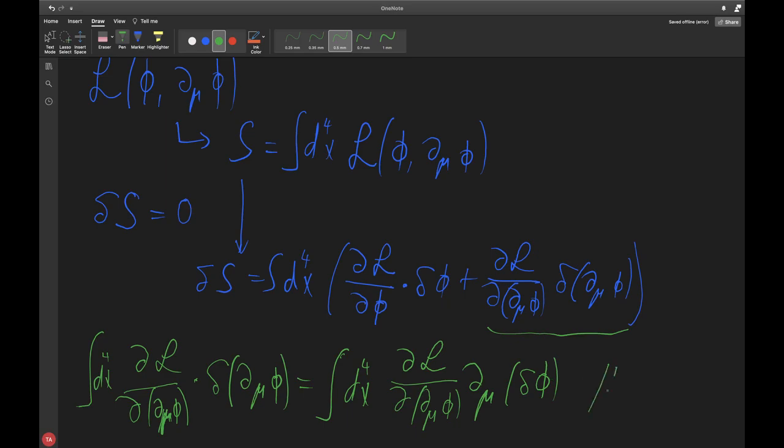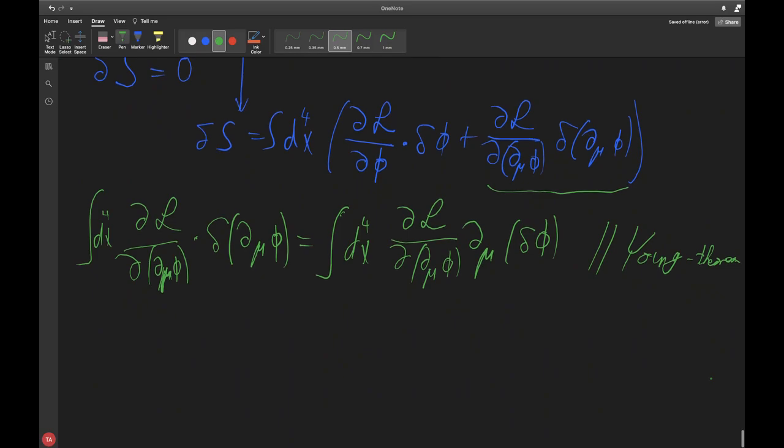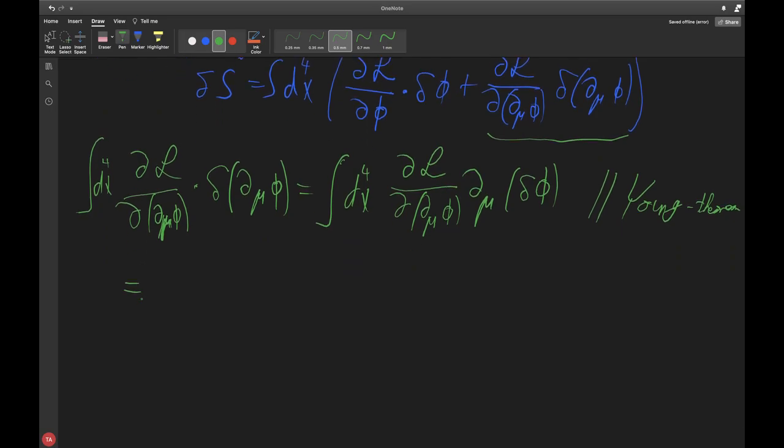So this is Young's theorem that allows us to do this. And now we will do an inverse integration by parts. So this whole thing is the same as doing the integral of the 4 dimensions, d^4x, of the derivative of the Lagrangian by the derivative of the phi field and the delta phi.